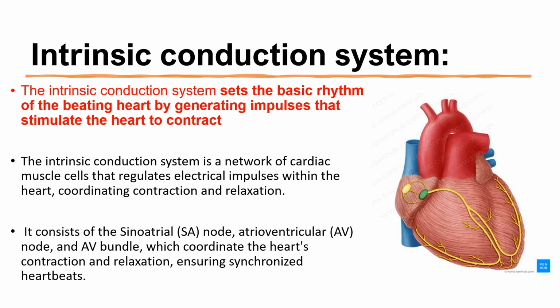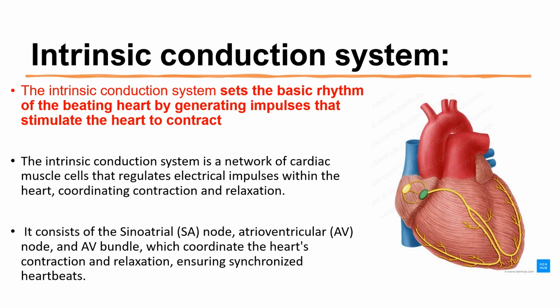So the sinoatrial node is the small cluster of cells located in the upper right atrium. The yellow colored node here is called the sinoatrial node. It is located in the upper right atrium of the heart. It is often referred to, as we all know, as the pacemaker of the heart, because it generates electrical impulses that initiate each heartbeat.